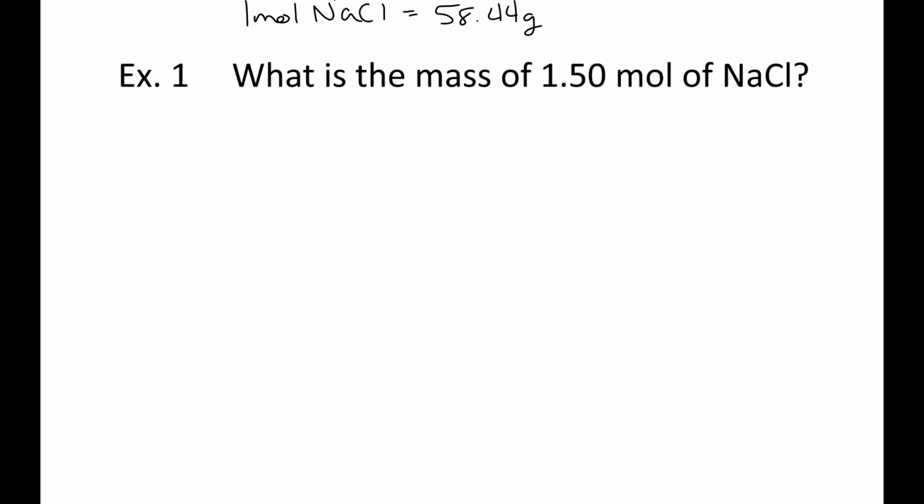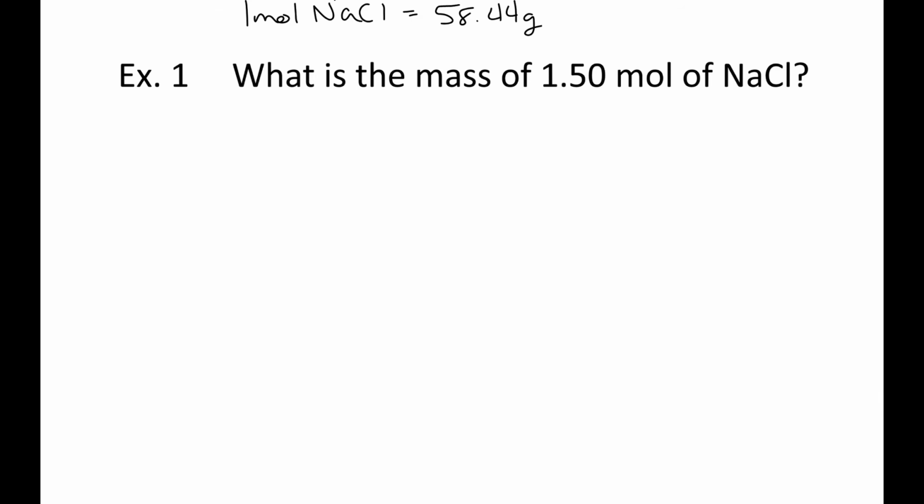Now remember, we're using picket fences. Now this time we are using the left side of the mole bridge. Okay? Last time we used the right side, this time we're using the left side. So we're going from mass to moles. Okay, so when you look at your mole bridge, when you go from mass to moles, you divide by molar mass, but if you go from moles to mass, you multiply by molar mass. Multiplying, of course, means you're putting it on top.